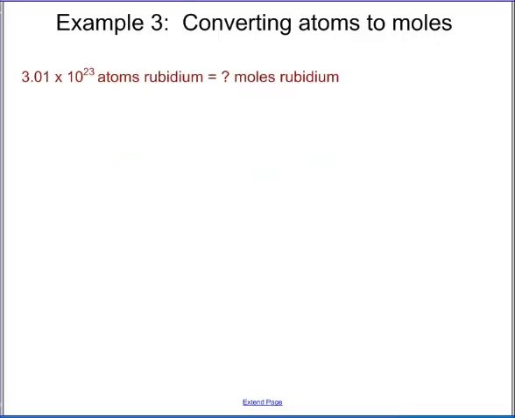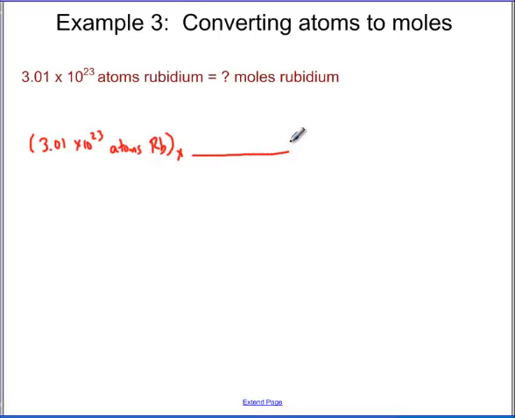The third type of problem you'll be asked to solve is converting atoms to moles. Remember, the number of atoms is a huge number, and so to make it more manageable, we think of it in our counting unit of moles. So our example here has 3.01 times 10 to the 23rd atoms of rubidium, and we want to figure out how many moles that is.